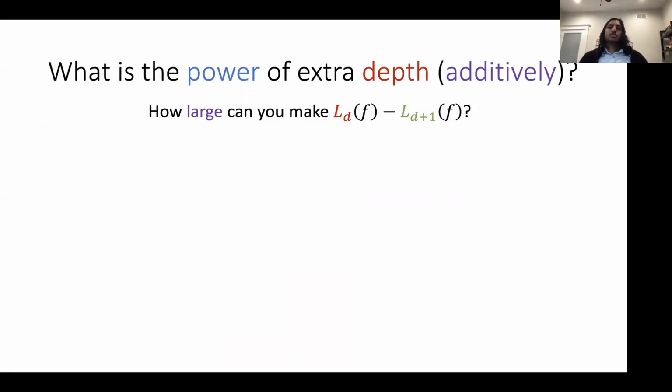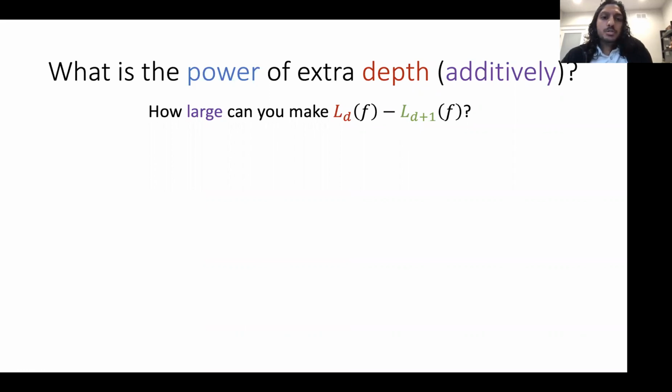And so the question I'm going to ask is, what is the power of extra depth? In particular, I'm concerned with this additively. So how large can this quantity, L_d of f minus L_{d+1} of f, be? This is a very natural question. It's asking about the power of serial versus parallel computation in some sense: if you give me an extra time step, how much more can I do? And I'm in particular interested in it additively.